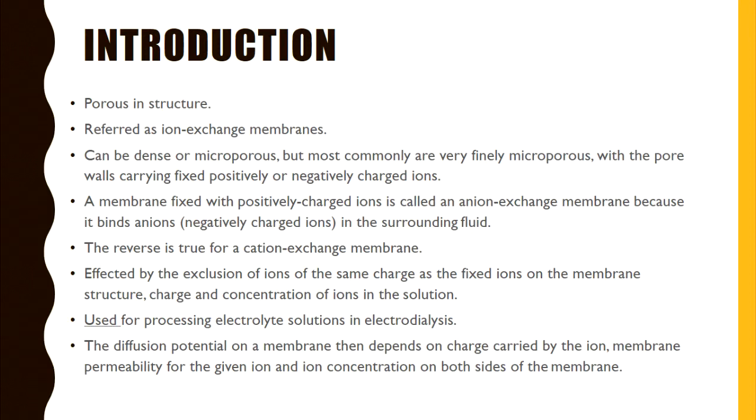The reverse is true for the cation exchange membrane, also affected by the exclusion of ions of the same charge as the fixed ion on the membrane structure, charge, and concentration of ions in the solution. This membrane is used for processing electrolyte solution in electrodialysis. The diffusion potential on a membrane then depends on the charge carried by the ion, membrane permeability for the given ion, and ion concentration on both sides of the membrane.